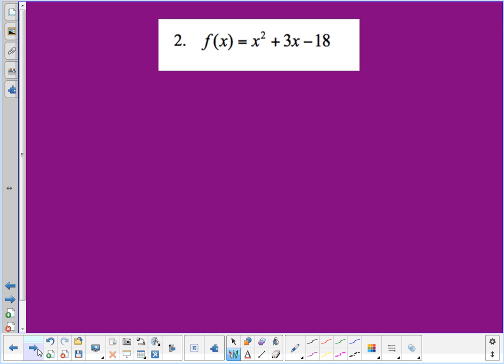Let's try number 2. In number 2, I have f of x is equal to x squared plus 3x minus 18, and I want to solve it. Now, when I have a solution that is written in function notation, that's what this is, as long as there's no numbers over here, I can set this thing equal to 0 already and solve. That's all that f of x is just telling you, hey, this is a function notation. So I know that my A value is 1, my B value is 3, and my C value is negative 18. So let's plug it all in.